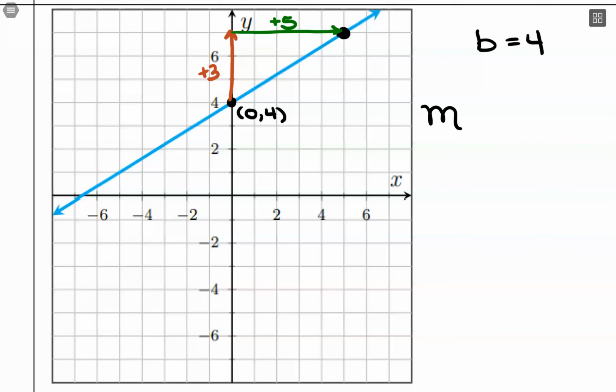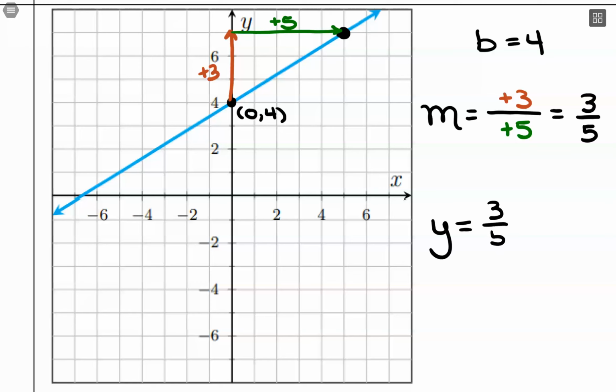So we'll have our slope. In the numerator, we'll have change in y. In the denominator, change in x. So this is going to be a positive 3/5. So we'll have y equals 3/5 times our variable x plus b, which is positive 4.